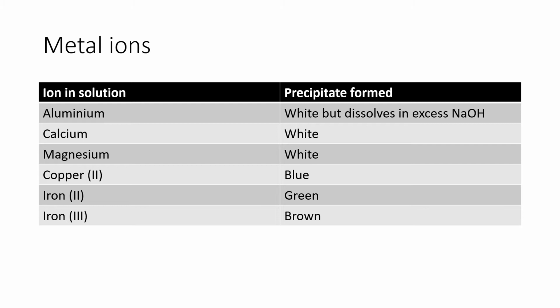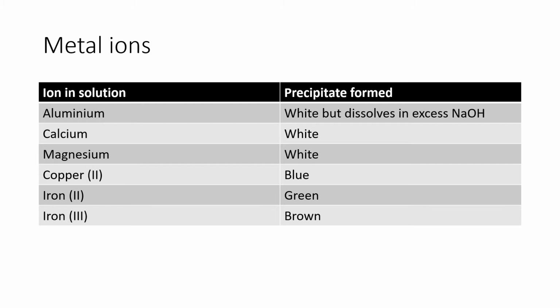So here are the 6 ions in the solution. So we've got aluminium, calcium, magnesium, copper 2, iron 2, and iron 3. Now the brackets with the numbers in the middle of them show what ion it forms. So that's a copper 2 plus ion, an iron 2 plus ion, but iron can also make a 3 plus ion.